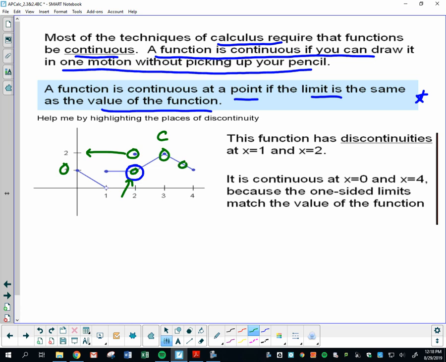This is a continuous part of the function. This is a continuous part of the function. This is a continuous part of the function. This is not, because the limit does not exist. So this entire slide has discontinuities at x equals 1 and x equals 2. And then the endpoints, all you have to do is have a filled in circle. This is continuous at both 0 and 4 because they have a filled in circle.